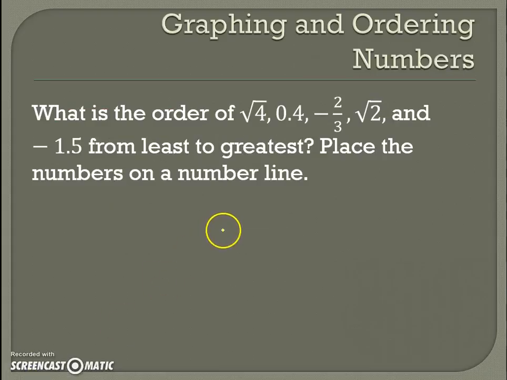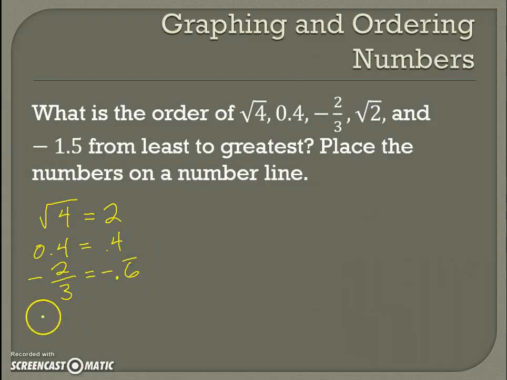Here, what is the order of these values? The easiest way to do this is to convert everything to decimal form. So the square root of 4 is 2. 4/10 is already a decimal. -2/3 is the same thing as -0.6 repeating. Radical 2 is equal to 1.41. And then our last one, -1.5, is already in decimal form.